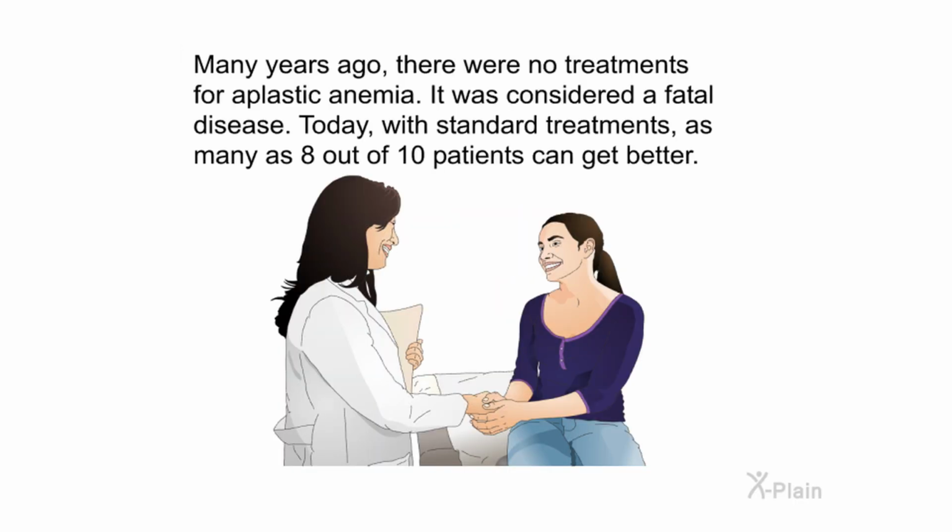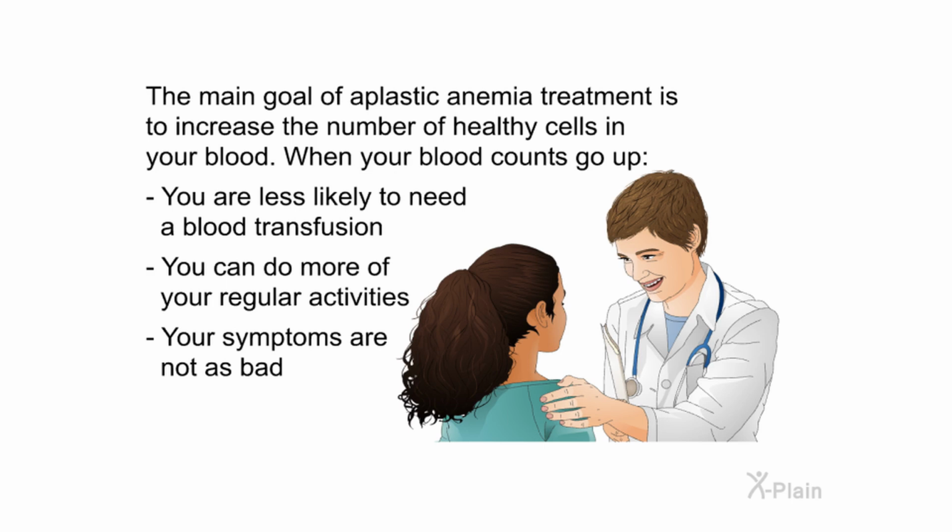Treatment. Many years ago, there were no treatments for aplastic anemia. It was considered a fatal disease. Today, with standard treatments, as many as 8 out of 10 patients can get better. The main goal of aplastic anemia treatment is to increase the number of healthy cells in your blood. When your blood counts go up, you are less likely to need a blood transfusion. You can do more of your regular activities. Your symptoms are not as bad.